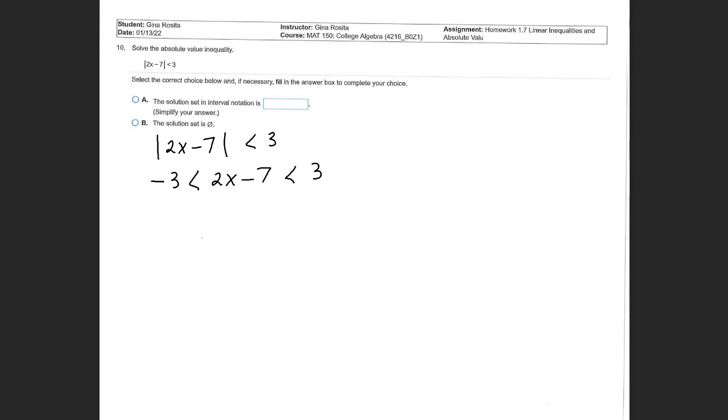Our goal, remember, is to isolate x in the middle. So we add 7 to the whole thing. Negative 3 plus 7 is 4, less than, this becomes 0. 2x less than 3 plus 7 is 10. Remember, our goal is to find x, so we divide by 2, divide by 2, divide by 2.